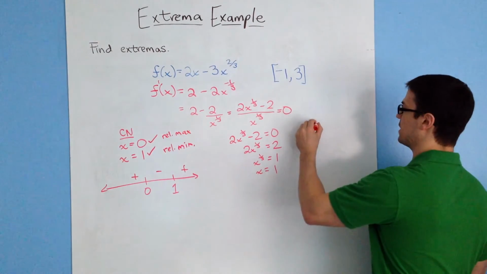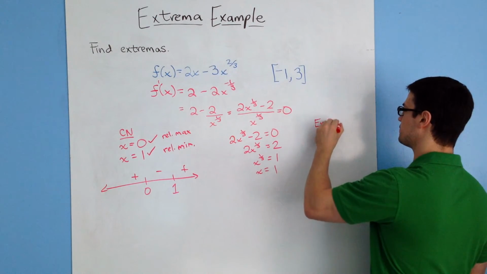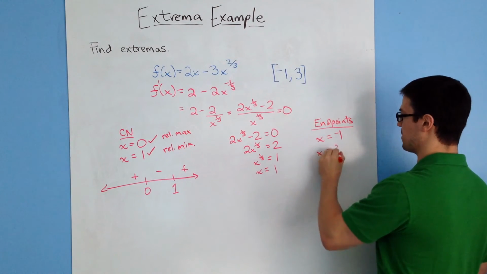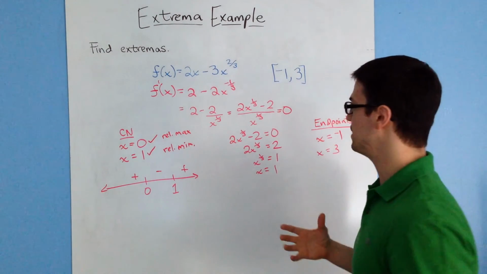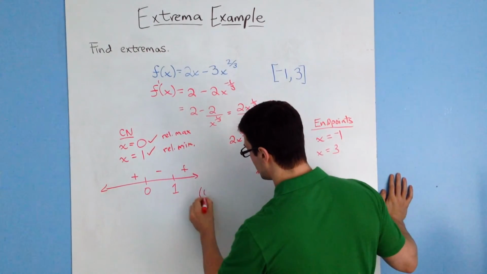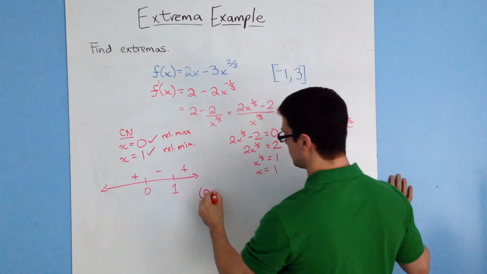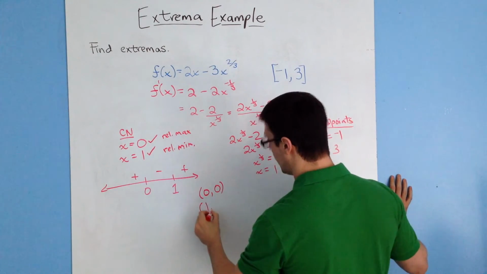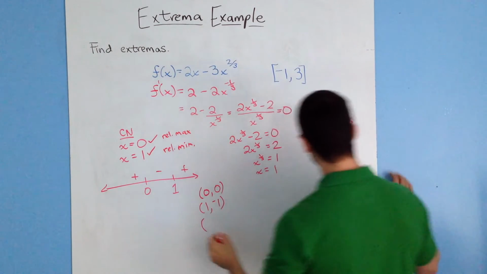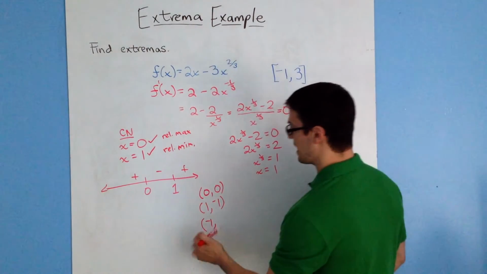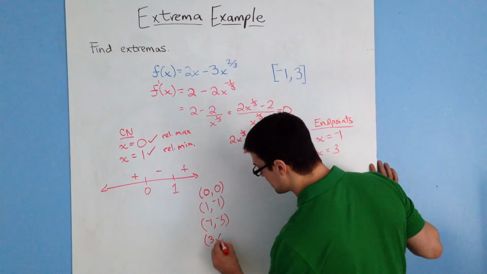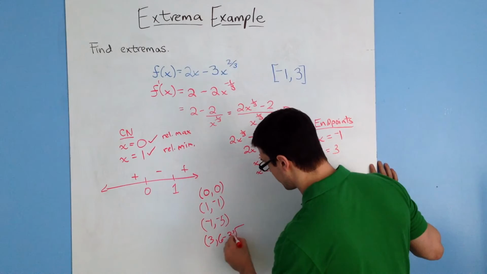And then we still have our endpoints, x equals -1 and x equals 3. So now we need to test all 4 of these to see what kind of extrema they are, if any. If you plug in 0 in this original function, you will get 0. If you plug in 1 here, you'll get 2 minus 3, which is -1. If you plug in -1, you will get -5. And then last but not least, for the 3, you will get 6 minus 3 times the cube root of 9.